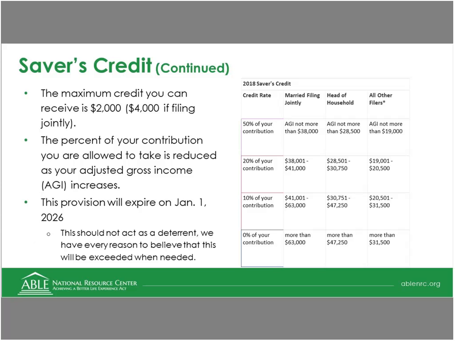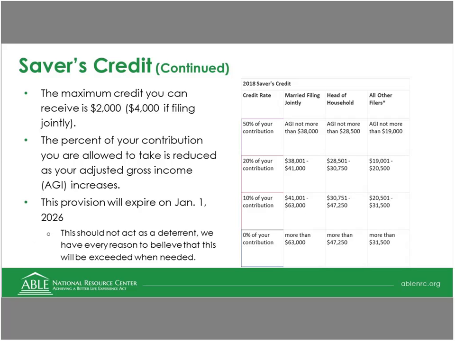So, how much can an individual actually get from this credit? There's a maximum credit you can receive of $2,000 if you're filing single, or if you have a joint filing, it can be up to $4,000. How is it calculated? Well, the percentage of your contribution you are allowed to take as a credit is reduced as your adjusted gross income increases. So basically, the more money you make, the less of the credit you can take.